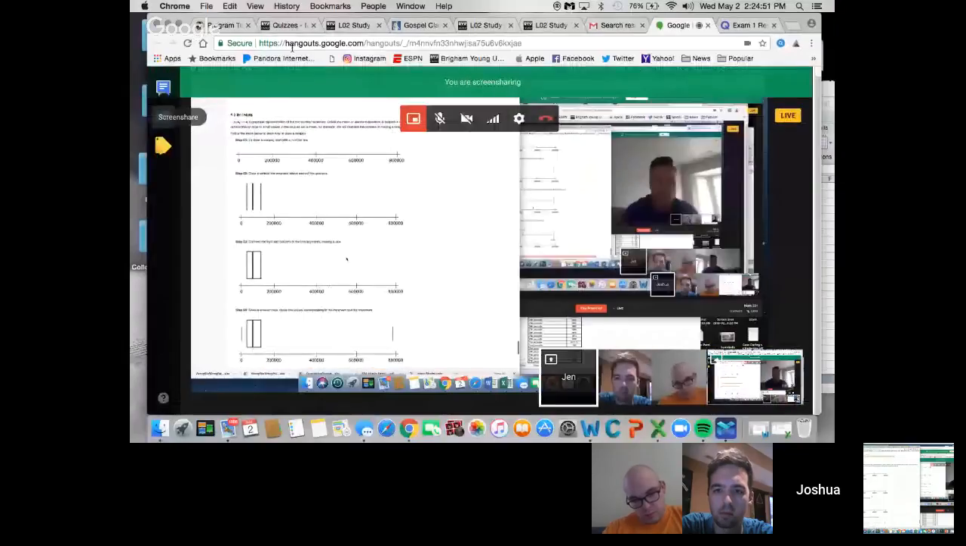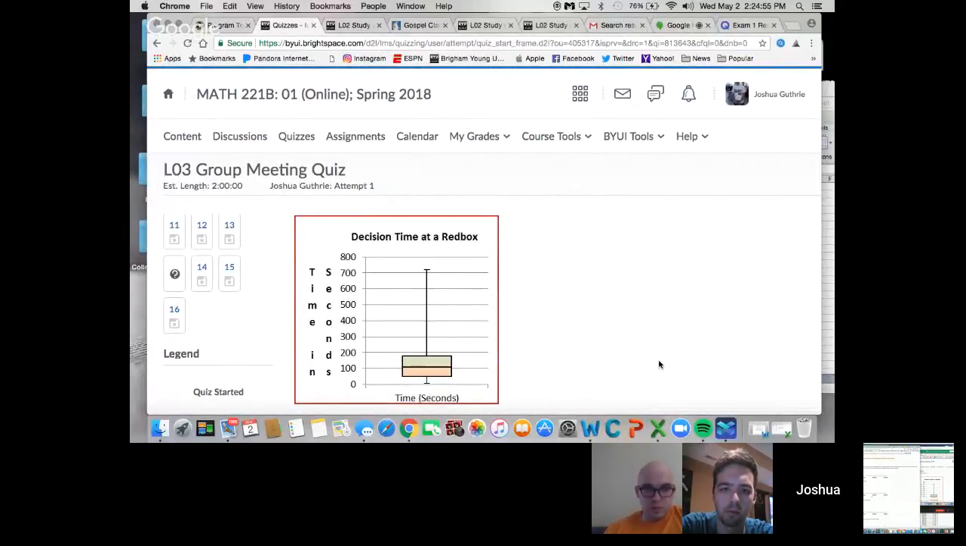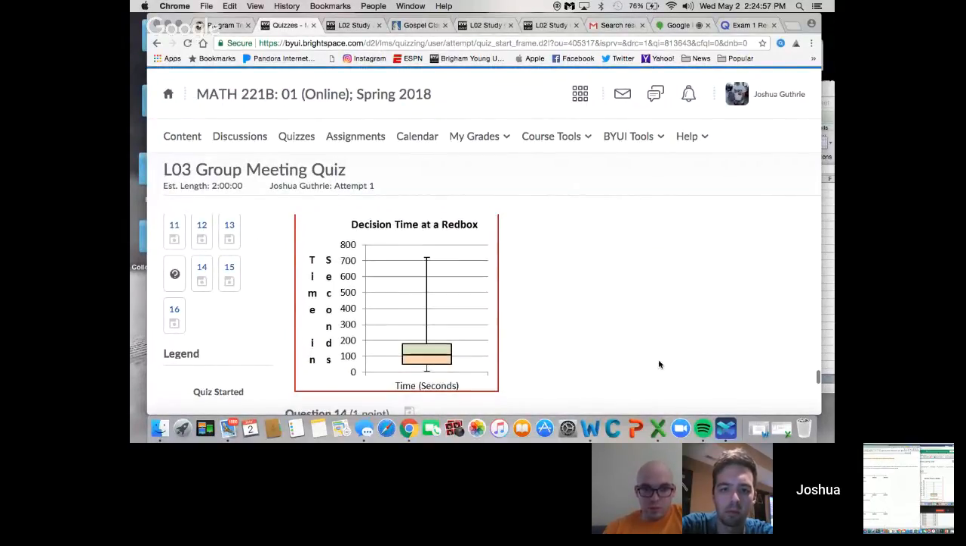Based on the box plot, what is the value of the mean? So I can share my screen again so you can see it. Oh, yeah. Can you see it? Yeah. Okay. So let's see.